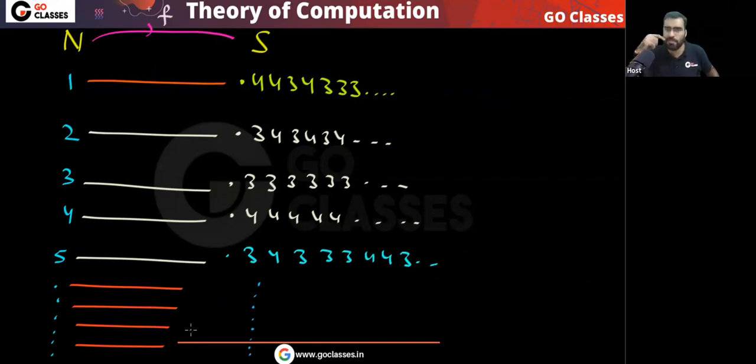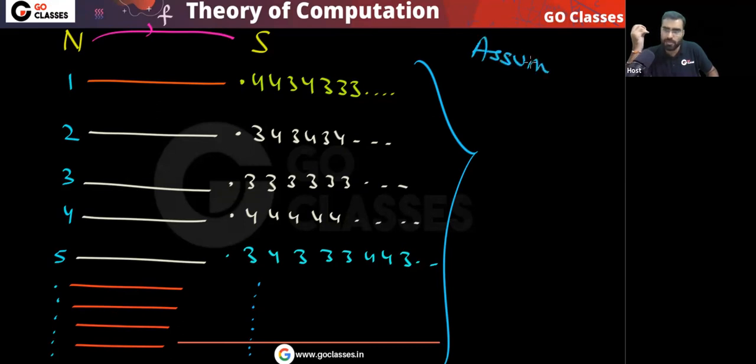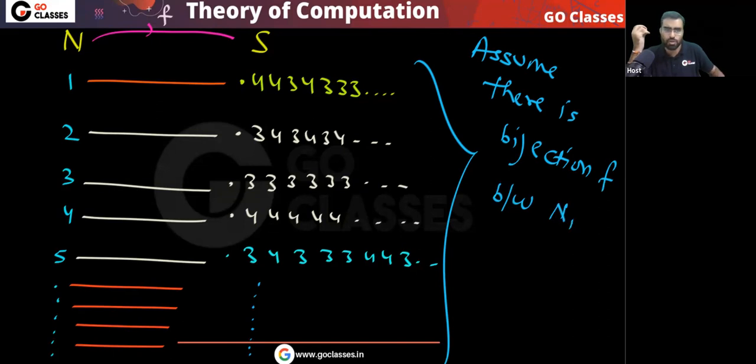Now something very interesting will happen. I will create an element. Remember, this is the bijection I'm assuming. This is some arbitrary bijection. We have assumed there is a bijection F between N and S. You can take any bijection, so let's assume this is that bijection.